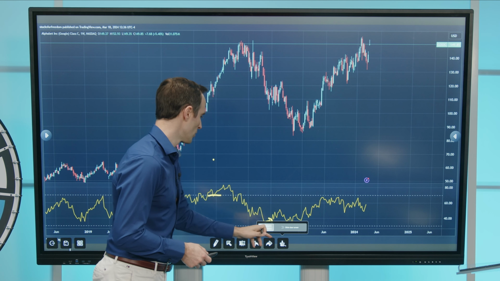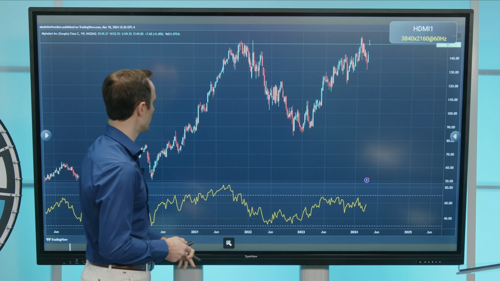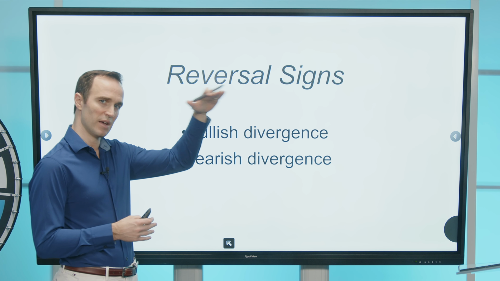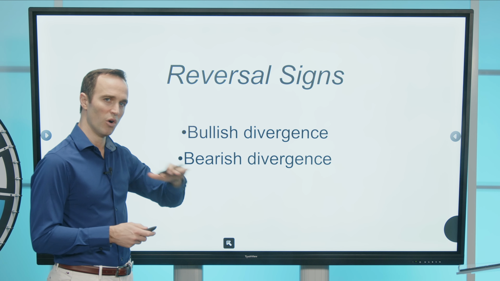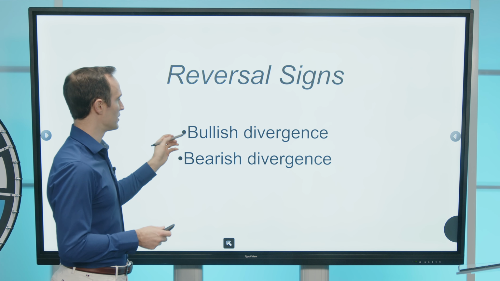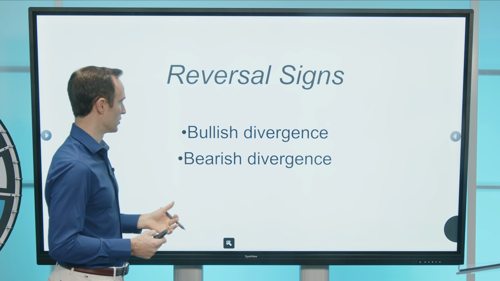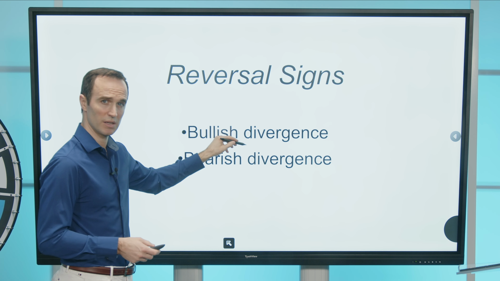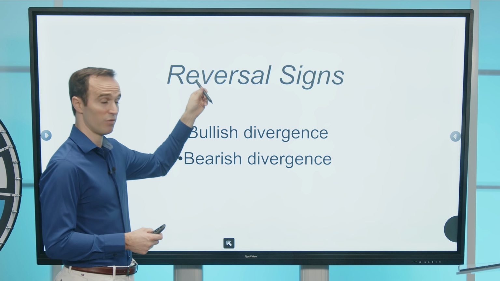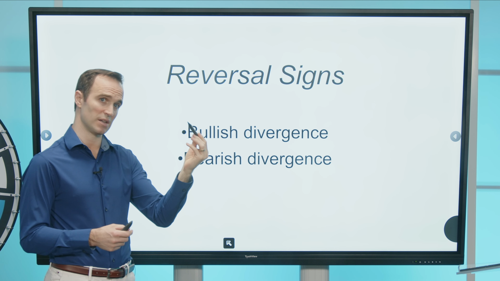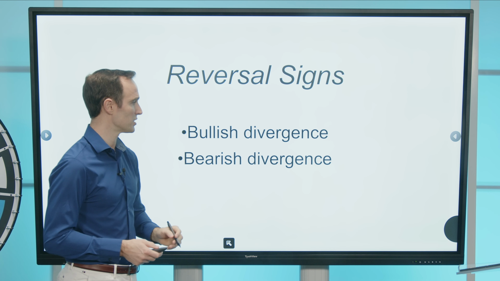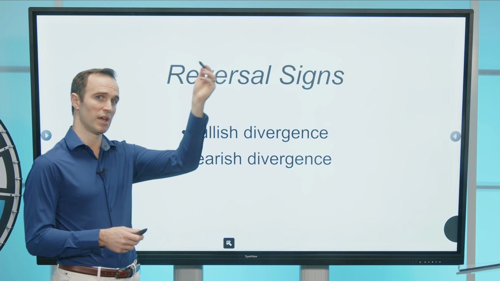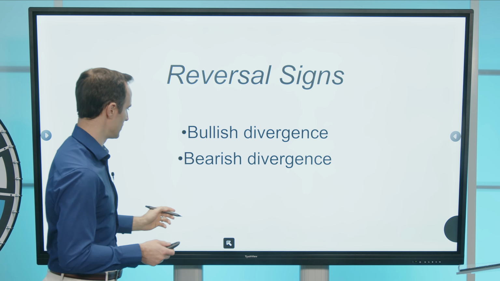All right, so we're going to look at a couple other things here. So reversal signs. We've talked about the 70 and the 30, overbought on the 70, oversold on the 30. So what is bullish divergence and what is bearish divergence? In general, bullish divergence is when the stock price has fallen and there's a divergence between a falling stock price and a rising RSI. Bearish divergence is when you have a rising stock price and a falling RSI. In general, that's basically how it works.